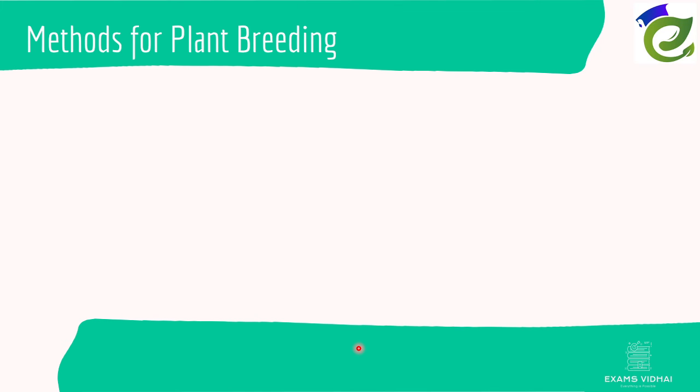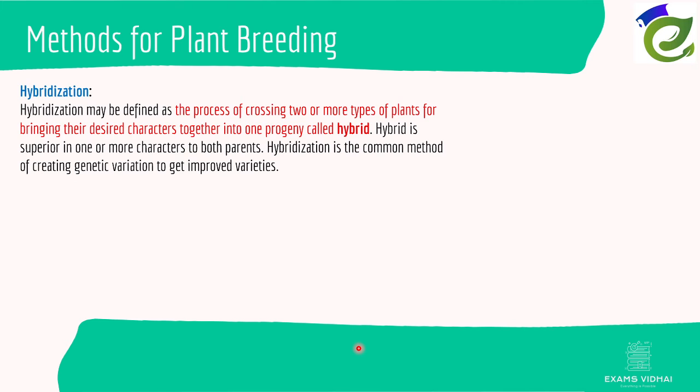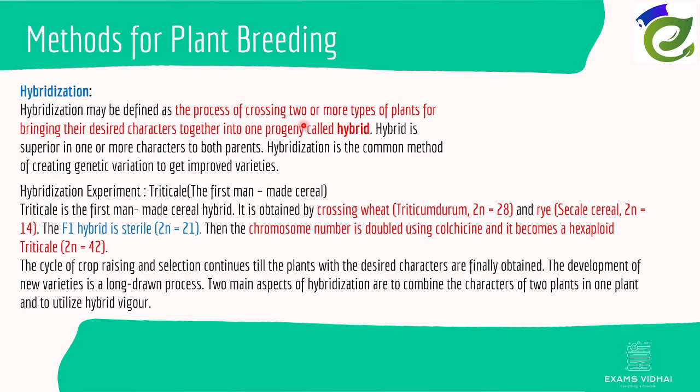The next step in plant breeding is hybridization. You might have come across this in your reproduction class for plants, where you cross-pollinate or cross-select between two different traits of a plant, and they give a hybrid in the end. The process of crossing two or more types of a plant to bring the desired character into one progeny is called hybridization. The first hybridization experiment produced Triticale. It is the first man-made cereal hybrid, and it is a hexaploid Triticale.